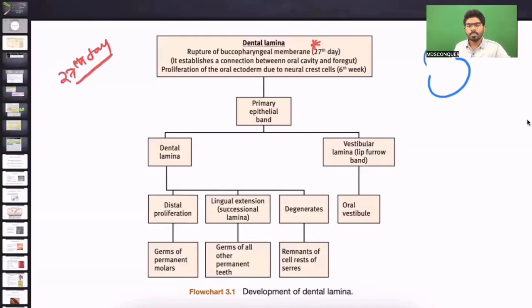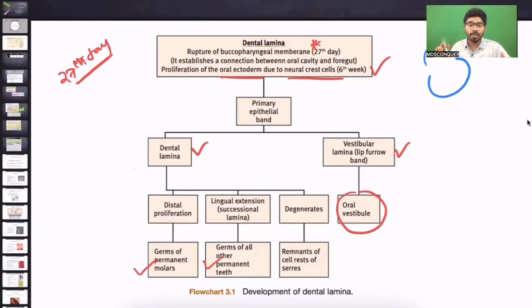27th day. Then the next important thing, the proliferation of your oral ectoderm due to the neural crest cells is going to occur at the 6th week. The 6th week is again a very, very frequently asked question. This results in formation of a band called the primary epithelial band, which is going to split into 2 parts. One is the dental lamellae, where most of your dental structures are going to form. And the second one is the vestibular lamellae. The vestibular lamellae is going to give rise to the oral vestibule, whereas your dental lamellae is going to give rise to all your teeth, both primary as well as permanent teeth.